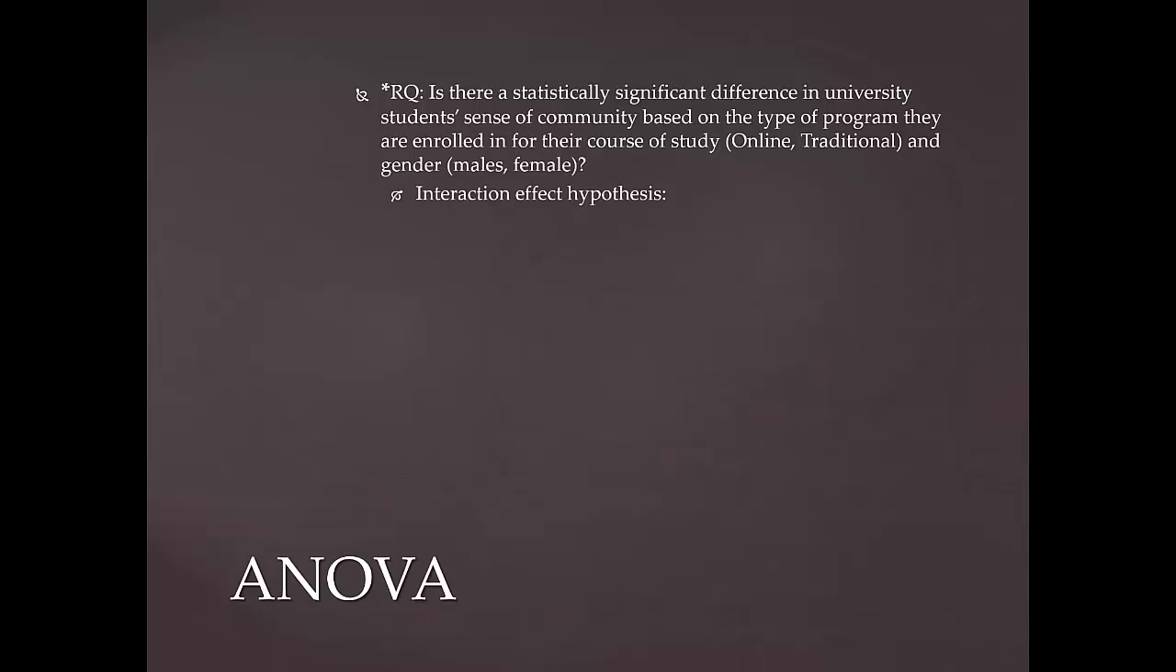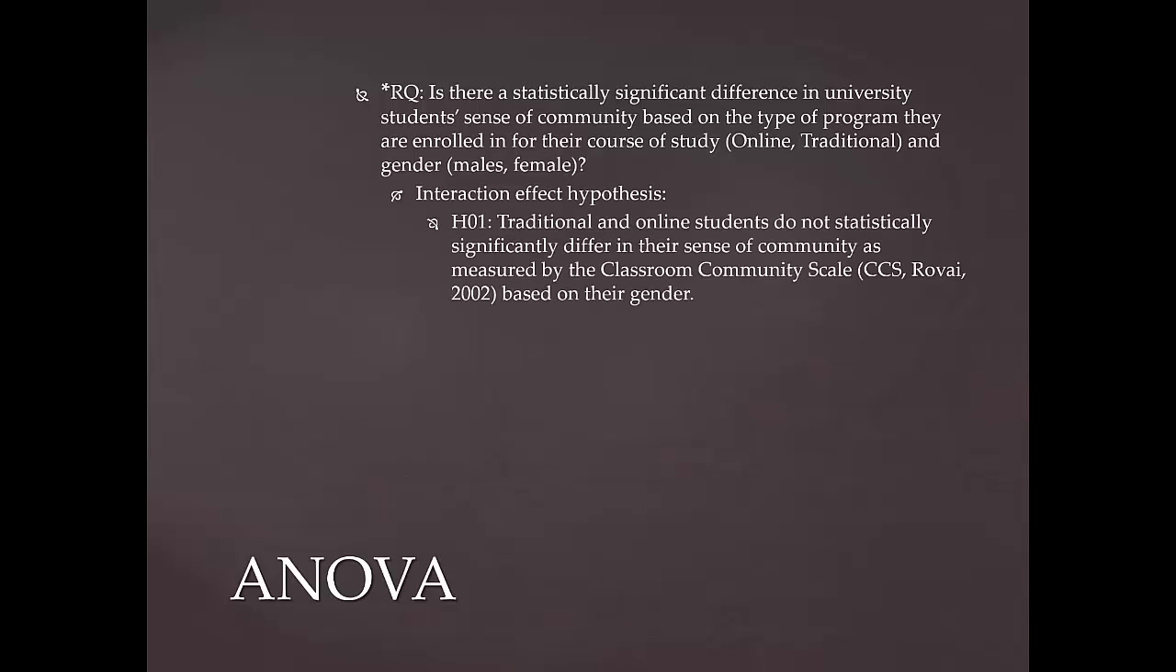Now, for a two-way ANOVA, there are three hypotheses. The first, as you can see here, is the interaction hypothesis that considers both independent variables. An example of how to write this would be: traditional and online students do not statistically significantly differ in their sense of community, as measured by the classroom community scale, based on their gender. Here you can see this is the null hypothesis, because remember, that's what we test when we do a statistical procedure or analysis. In the interaction, we're looking at the interaction between both independent variables.